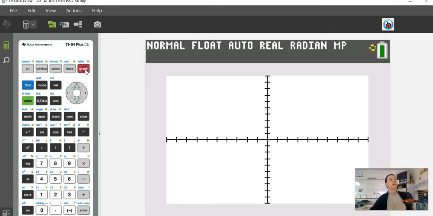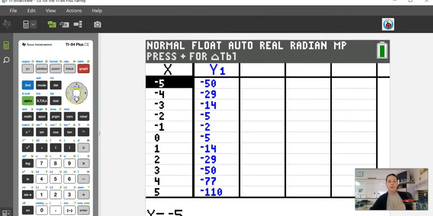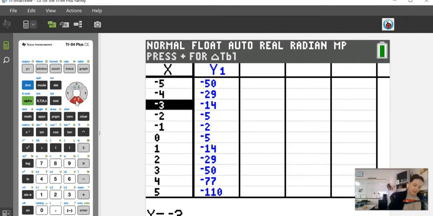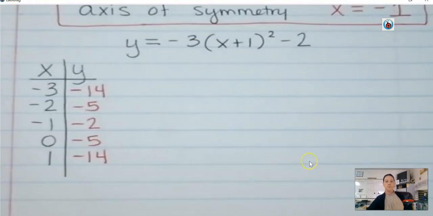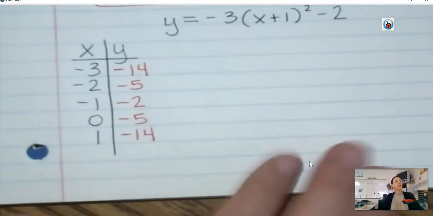Okay, first, if you want to see what the graph looks like, it's going to be going down, looks like that. Go into your table of values. When x is -3, y is -14, -5, -2, -5, and -14. So I got these y values just from the table.